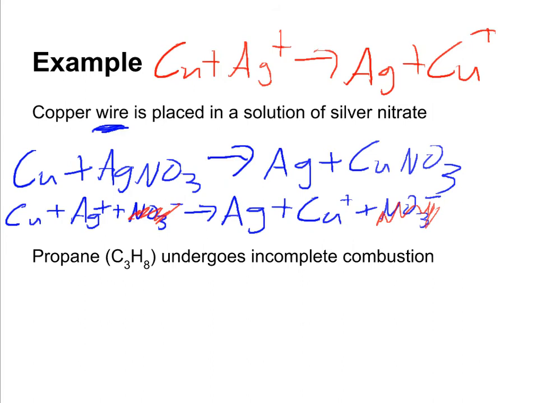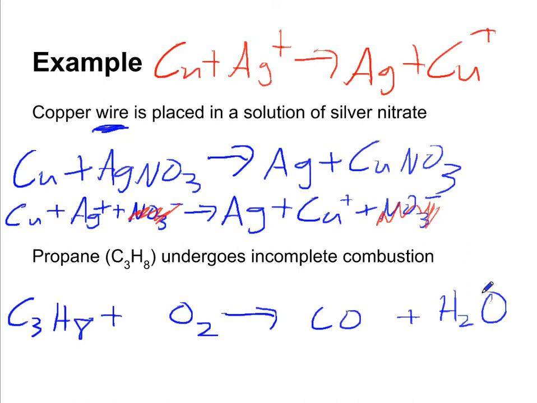Let's look at the second example. Propane undergoes incomplete combustion. C3H8 plus O2, and that's going to yield, since it's incomplete combustion, carbon monoxide and water. Now we still have to have balanced equations in net ionics, but if you notice, we've got either a liquid or a gas and 3 gases. There's not going to be any spectator ions with a combustion reaction, so all we have to do is make sure we've written the balanced reaction correctly.